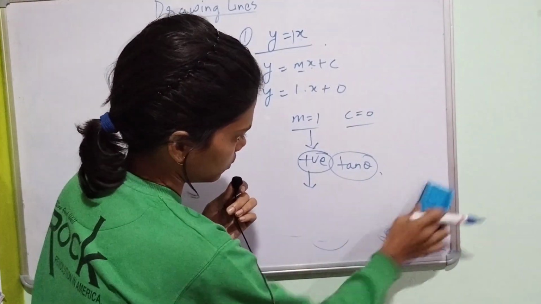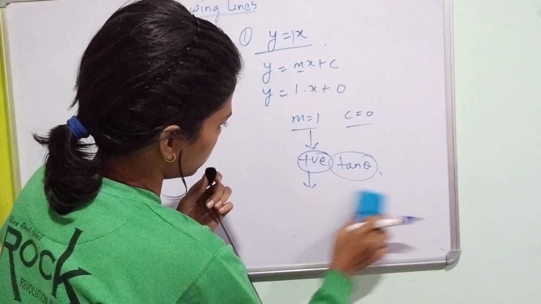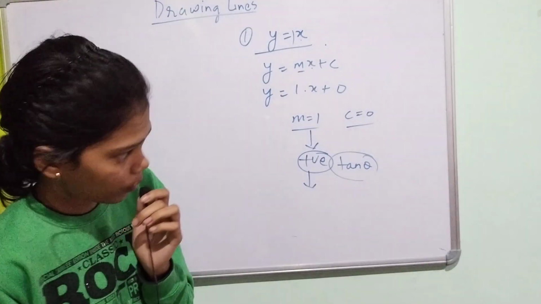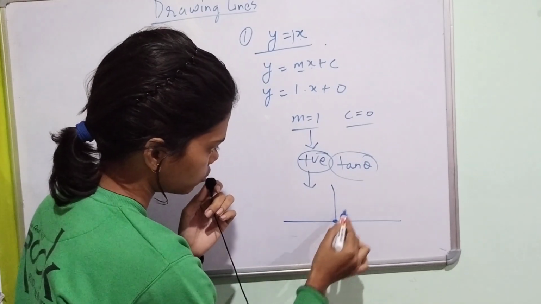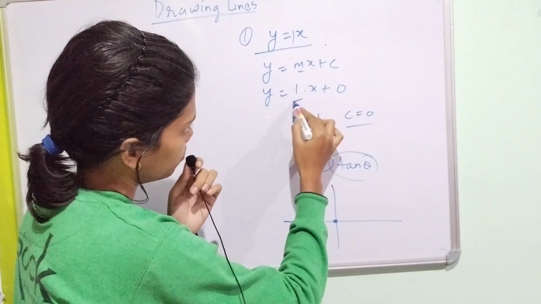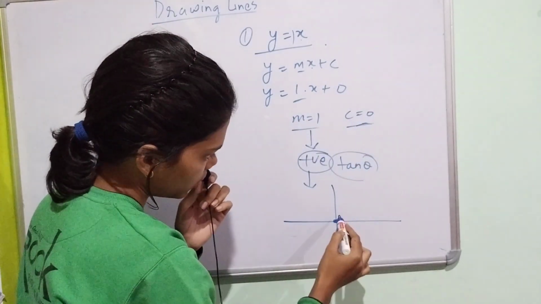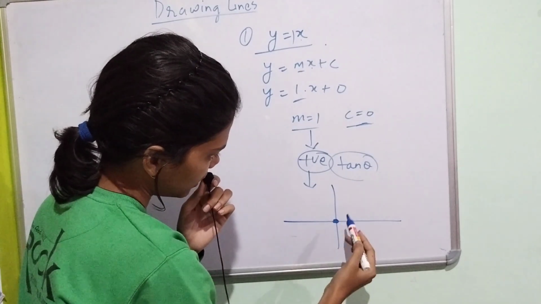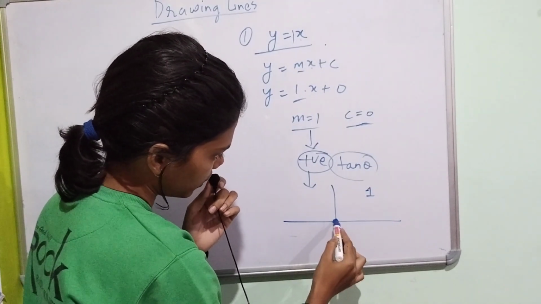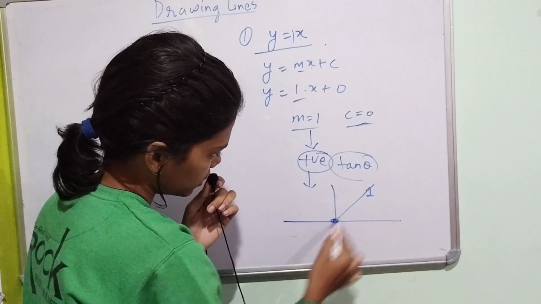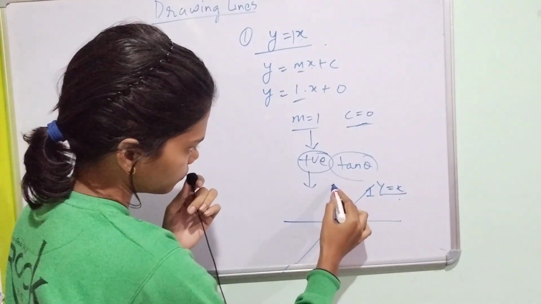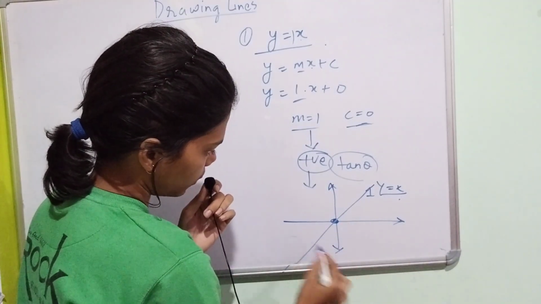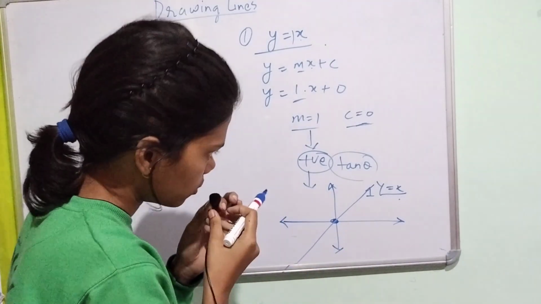Now we will see the y-intercept. The y-intercept is 0, it means the line is passing through the origin. The line's slope is positive and it passes through the origin. It means the line is lying in the first quadrant and it is passing through the origin. So it can be like this. This is y equal to x.